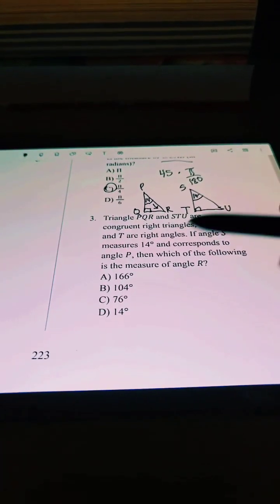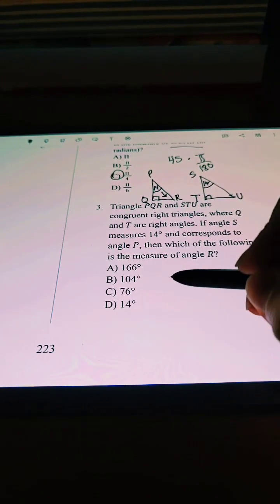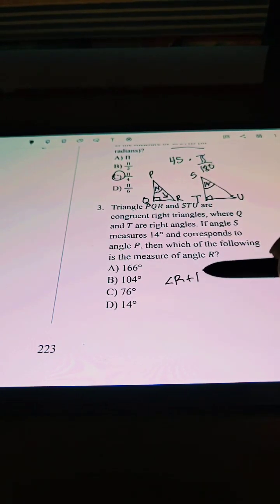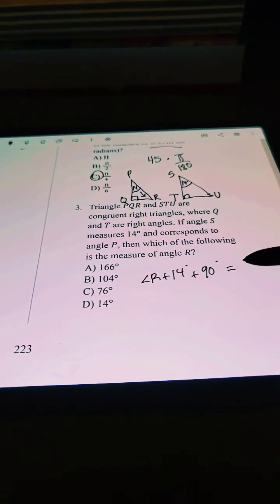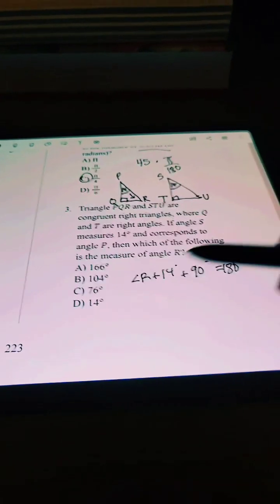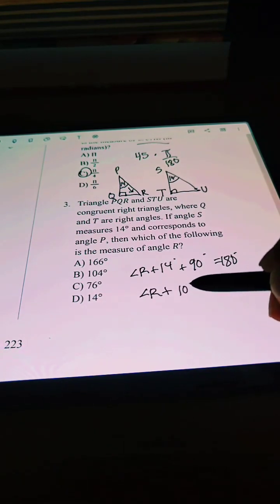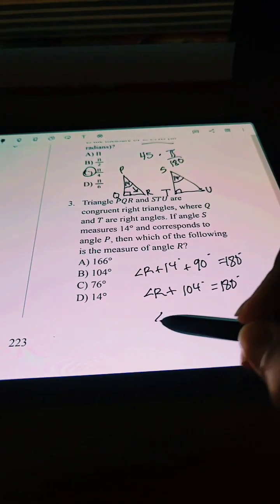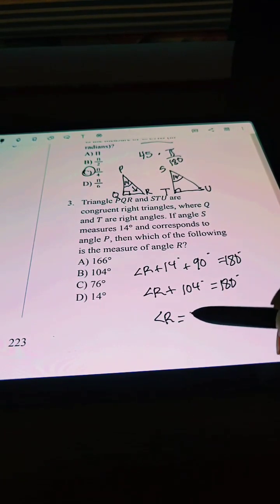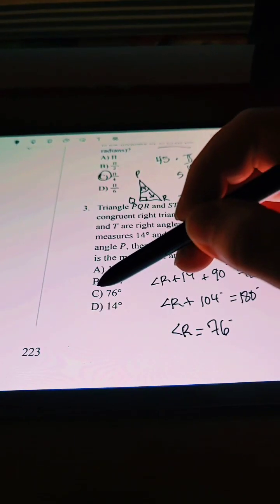I mean, it's kind of the same thing, but I know that all three of these angles have to add up to 180 degrees. So I'm going to say angle R plus 14 degrees plus, that's a 90-degree angle, has to add up to 180 degrees inside of a triangle. So if angle R plus, and then this is going to be 104 degrees, is equal to 180 degrees, then angle R has to equal 76 degrees. So the answer is C.